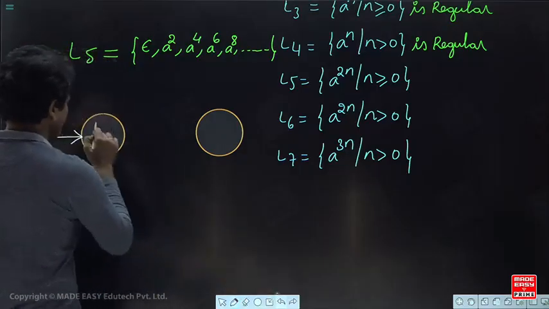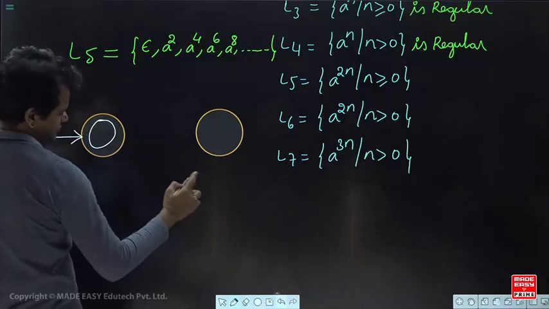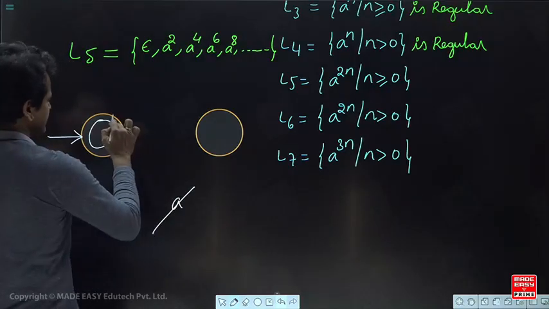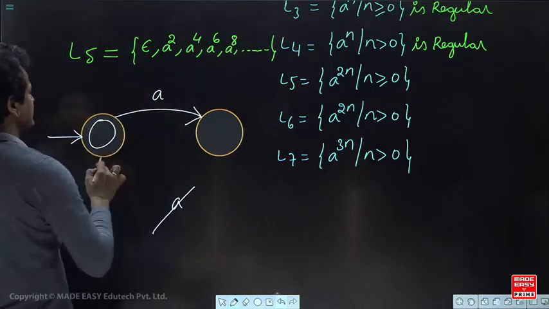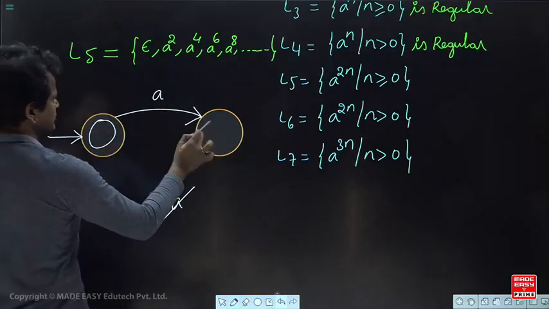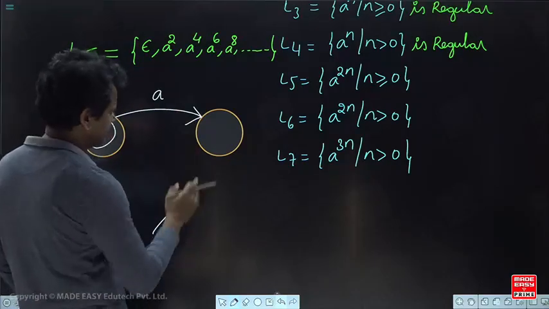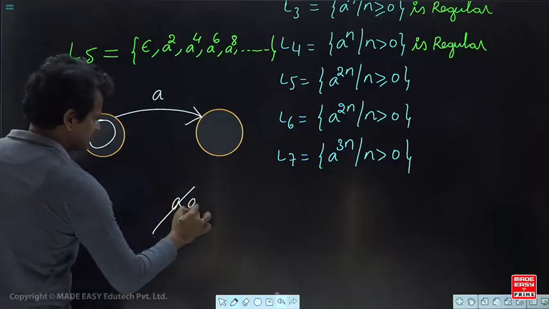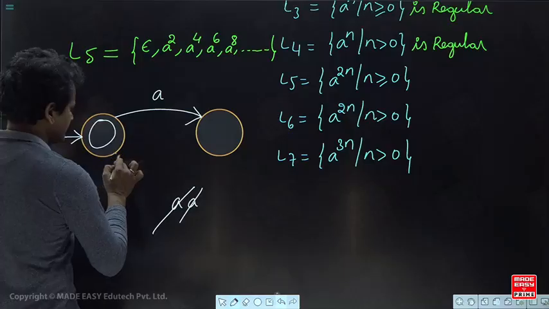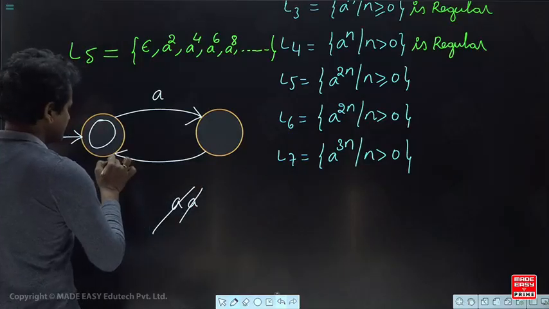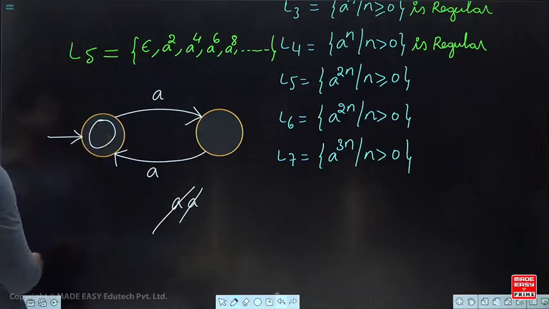Are you following, guys? Initially it is the final state, okay? Now a single a is invalid. So when a comes, we go to a non-final state. From initial to non-final we go on a. Not accepted. Again a comes, which a is this? The even a, the second a. So from non-final, you come back to the final. This is for epsilon, done.